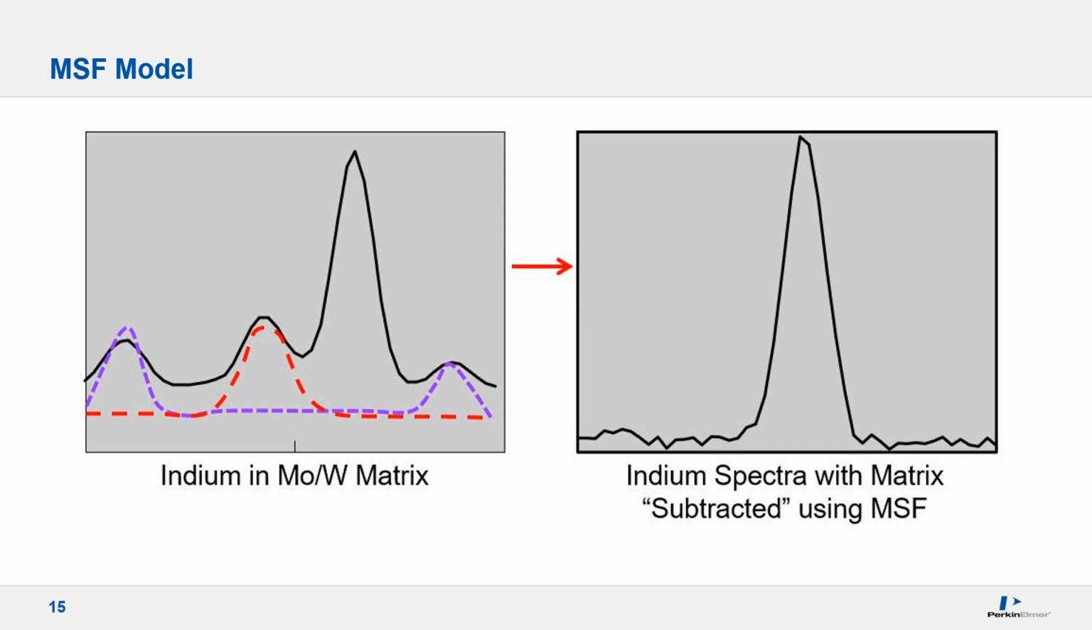Shown pictorially, the MSF linear least squares fit model based on Kalman filtering corrects for spectral overlap by essentially mathematically subtracting out the interfering spectra. Shown on the left is the spectra for the analysis of indium in a matrix of tungsten and molybdenum. The spectra of interest is the solid line and the interferences are dashed lines. Shown on the right is the spectra after the MSF model was applied, showing only a clean spectra for indium. MSF has the unique ability of uncovering low-level signals that are buried in complex matrices.